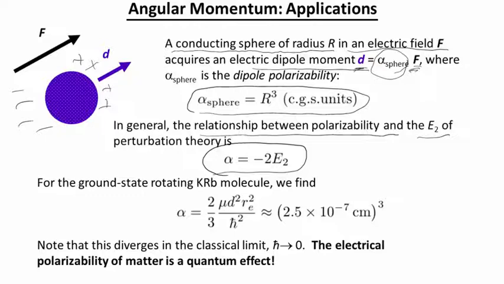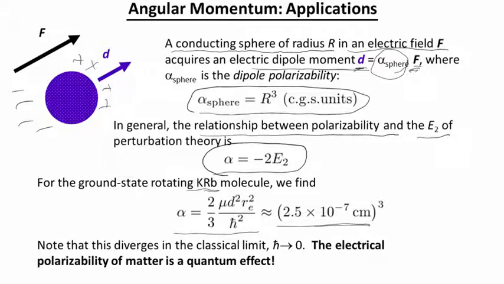So when we apply it to this potassium rubidium molecule, we find that the polarizability in the ground state is given by this expression, and this again has the dimensions of volume, so it looks like a conducting sphere that is 25 angstroms, or 2.5 nanometers in radius. I'm just using this as a measure of the number.